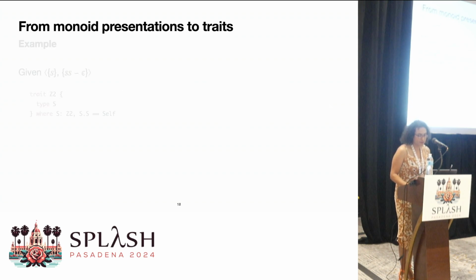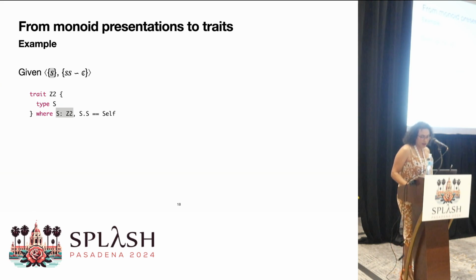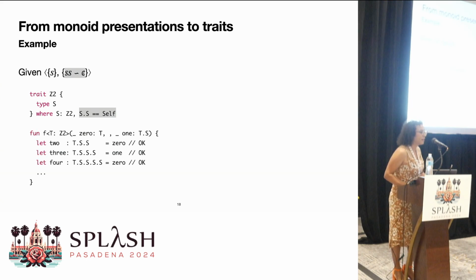So for instance, if we go back to our integers modulo 2 example, we have the single letter of the monoid, which is represented by this associative type. As you can see, it's also constrained recursively to be a Z2. And then the single element of the congruence is represented by an equality constraint. And to convince ourselves that our encoding makes sense, we can write this little function. And now we have a very expensive way to show that indeed modulo 2 is equal to 0.